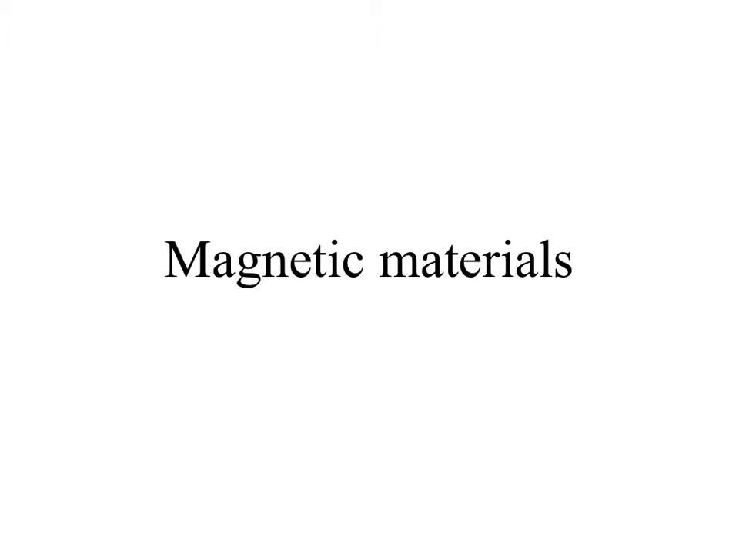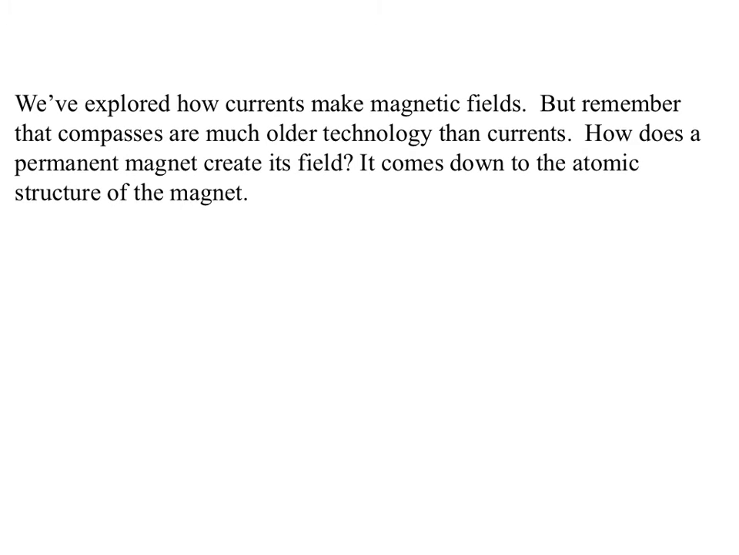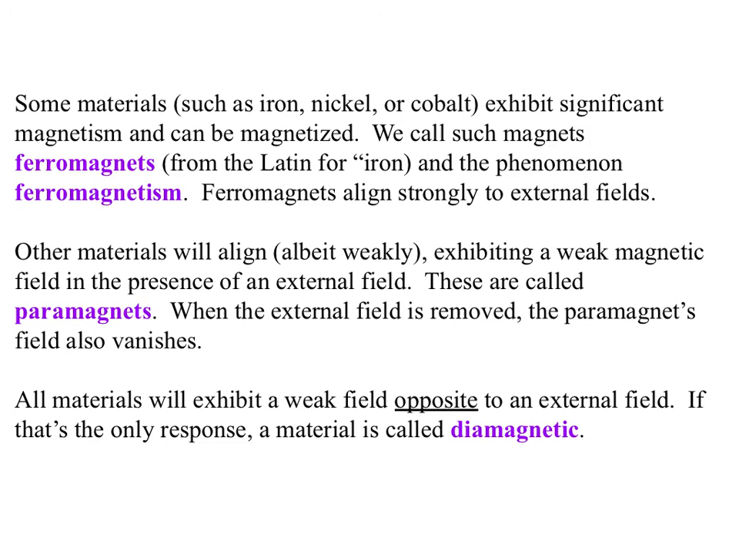So we're going to finish up this a little bit by talking about what makes materials into magnetic materials. We've explored how currents make magnetic fields, but remember that compasses are a much older technology than currents. How does a permanent magnet create its field? And it comes down to the atomic structure of the magnet.